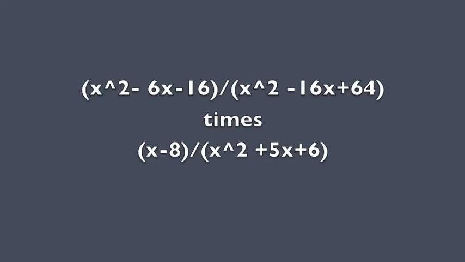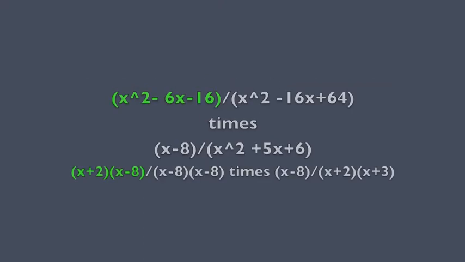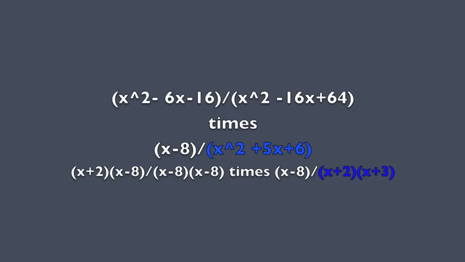x squared minus 6x minus 16 over x squared minus 16x plus 64, times x minus 8 over x squared plus 5x plus 6. Using the laws of factoring, you factor x squared minus 6x minus 16 into x plus 2 times x minus 8. x squared minus 16x plus 64 can be factored into x minus 8 times x minus 8. Finally, x squared plus 5x plus 6 factors into x plus 2 times x plus 3.